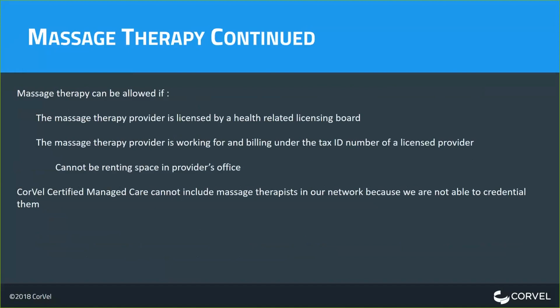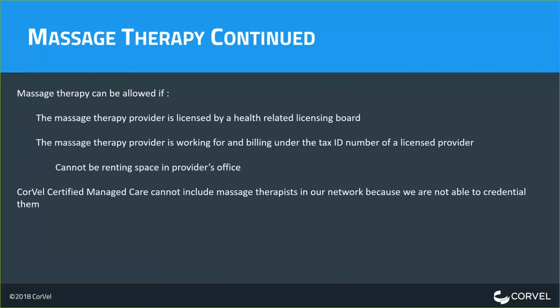And right now, massage therapists do not have mandatory licensing by a health-related licensing board in Minnesota, for instance, as chiropractors do, and nurses, and doctors, and physical therapists, and occupational therapists. And that's where it gets tricky. Massage is allowed as a modality, but massage therapists are not licensed by a health-related licensing board.